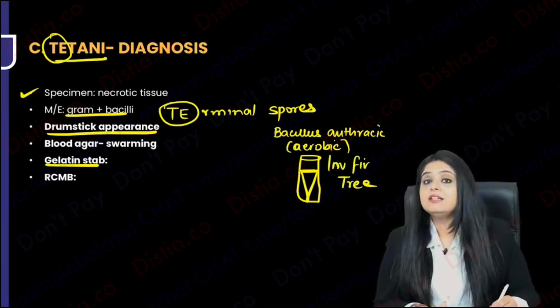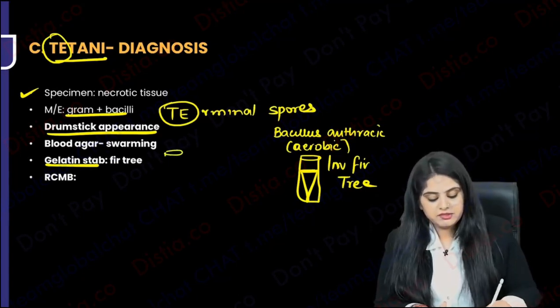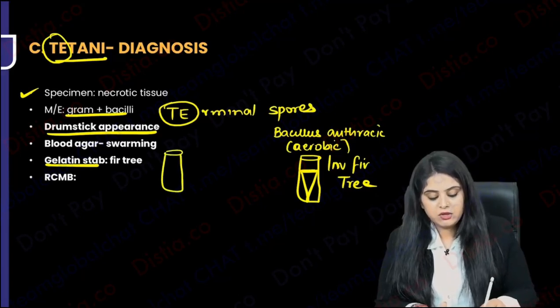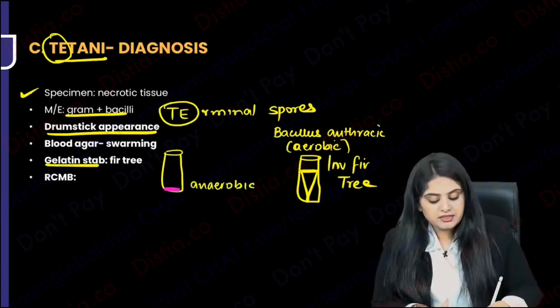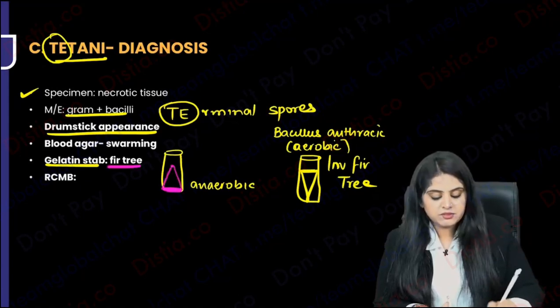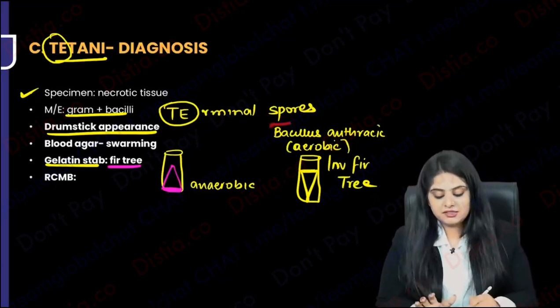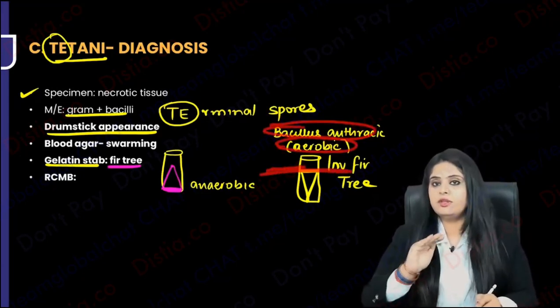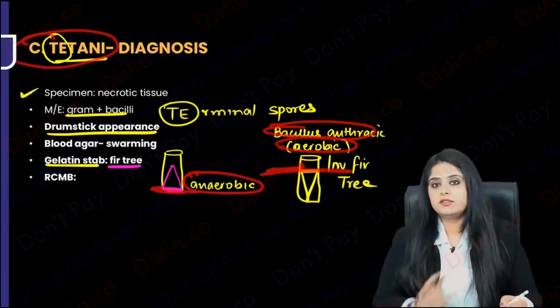Clostridium, on the other hand, is anaerobic. Clostridium tetani, for example, if this is the gelatin stab, an anaerobic organism means it will work maximally at the bottom where there is no oxygen. It will work maximally over here and it will hardly work on the tip where there is oxygen. So this kind of appearance becomes a fir tree. So simple, it's based on the aerobic anaerobic ability. Bacillus is aerobic, works on the surface, so inverted fir tree. Tetanus is going to be anaerobic, it works at the bottom, that is going to be fir tree.